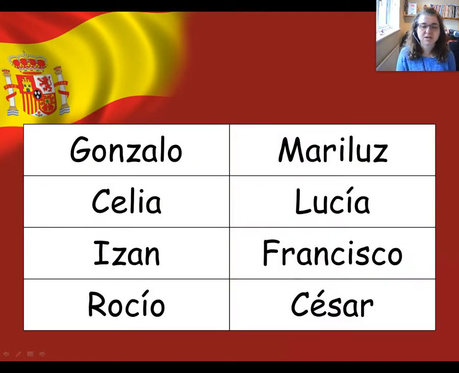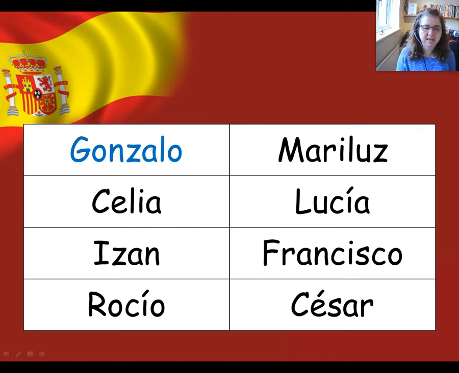Now, here we have some first names. We're going to be using these first names to help us out. Let's see if we can decide whether these are boys' names or girls' names. So the first one, Gonzalo. What do you think? Boy's name or girl's name? That's right. It's a boy's name because it ends in O.